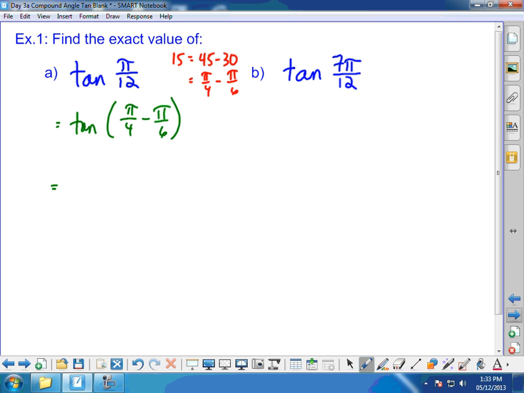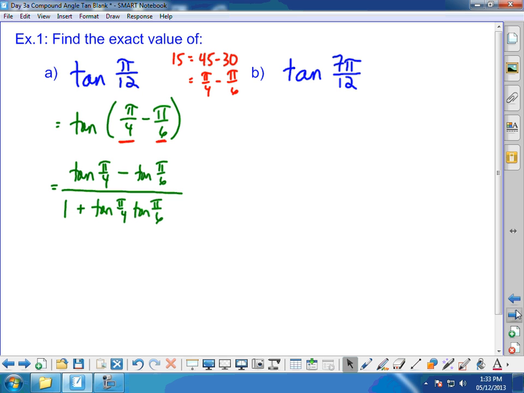So it's tan A minus tan B over 1 plus tan A tan B, A being pi over 4 and B being pi over 6. So just substitute. So tan A, or tan pi over 4, minus tan pi over 6 all over 1 plus, opposite operation here, tan pi over 4 tan pi over 6.